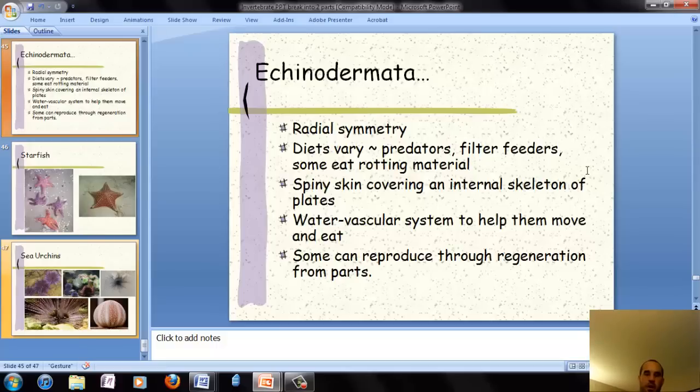They have a water vascular system. Water flows in and out through certain pores. That's going to help them to move. That's going to help their tube feet to flow. And some of them can reproduce through regeneration from parts.